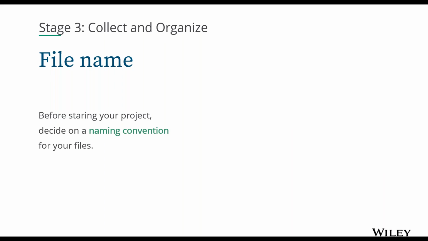So the file name. Before you start your project, you want to decide on a naming convention for all of your files. And the best practices include giving files a meaningful name. What that means is, as soon as someone sees the file name, they should know what it means. And usually a good file name that is meaningful might include a combination of the type of equipment used, or the date, or the researcher's surname. It basically allows the finder to know exactly what they're looking at.